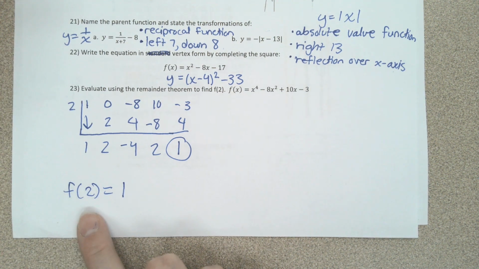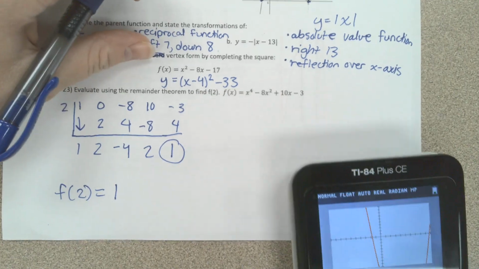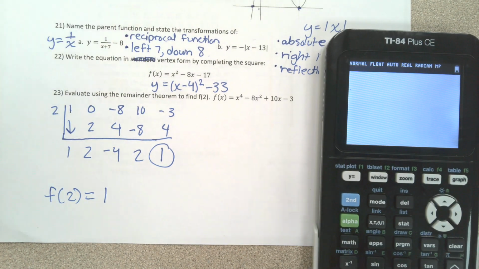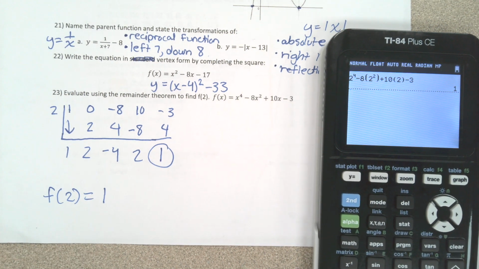That's supposedly my answer. Let me plug the 2 into it now and make sure I get 1. If I don't, I made a mistake, which there is a very good chance that happened, because I am definitely not perfect. All right, so we have 2 to the 4th minus 8 times 2 squared plus 10 times 2 minus 3. 1. Yes, that is correct.